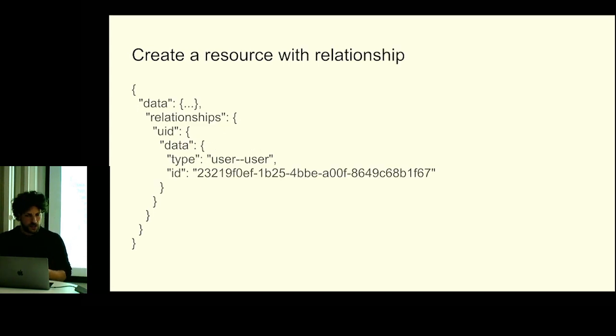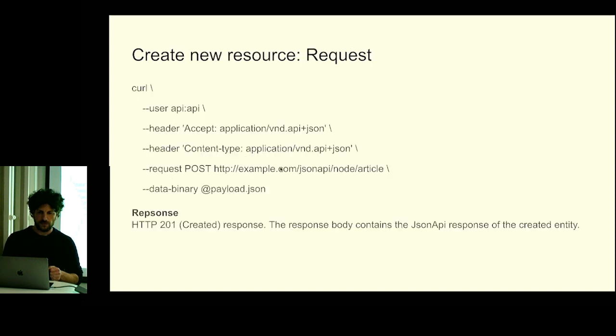And if you want to add a relationship, in data, you always have the node related data, and under relationships, you can add the field, in this case the UID, and then the type, which is user, and then the UID of the user. To do that, you need to be, of course, a user that has permission. So in this case, I use curl. The user will be API, a user that I created with the username API and the password API. I add the header, the POST, the link, and then the binary will have the JSON payload here. In the response I will get 201.